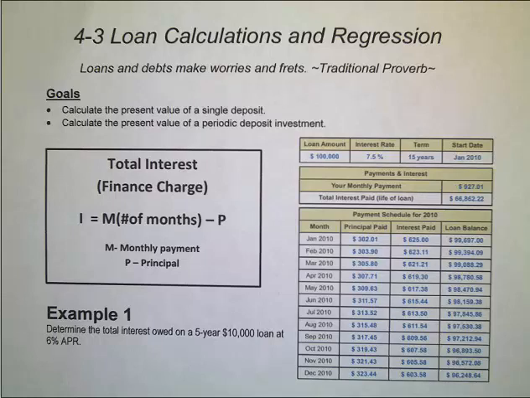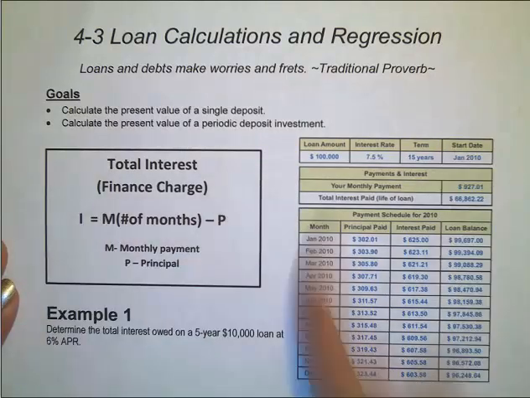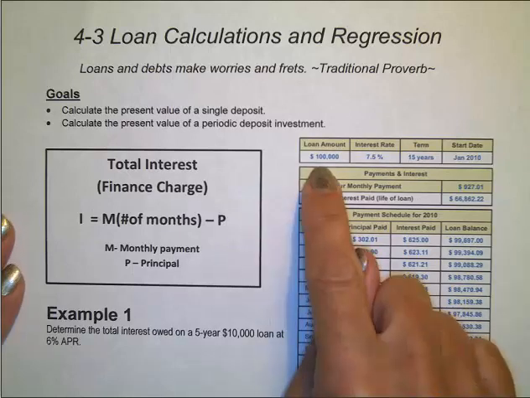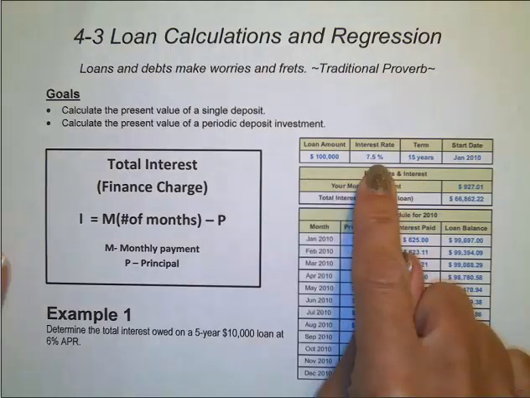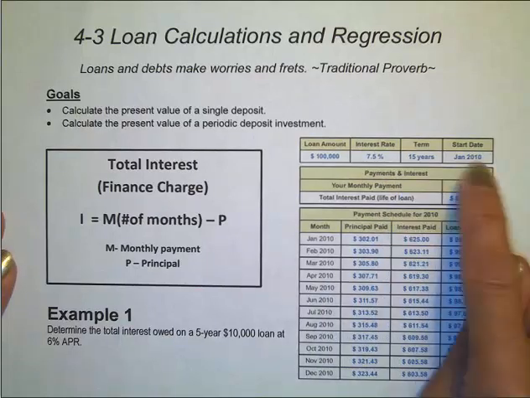This lesson is 4-3, Loan Calculations and Regression. So, we are going to look at this table first, and this is just an example of a loan payment table. It tells us our loan amount, it tells us what our interest rate is, our term is how long our loan is for, and then it tells us when it starts.